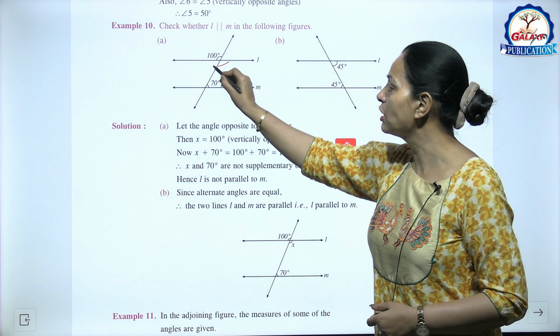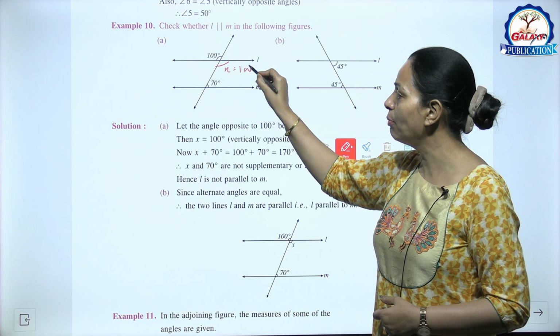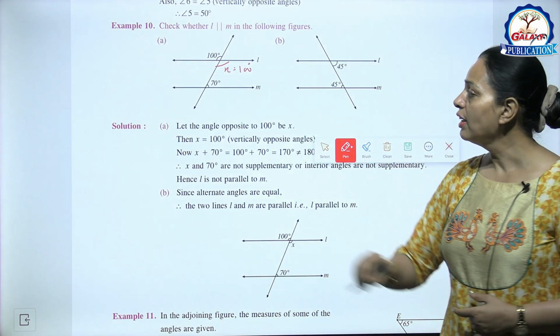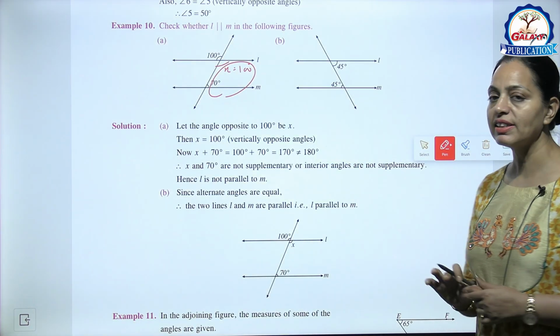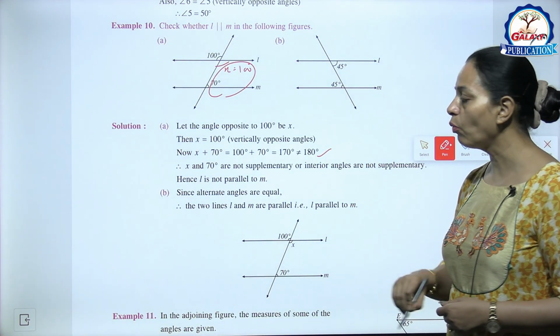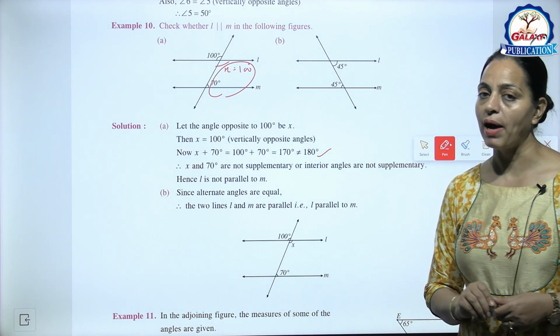So you can see over here, let us assume an angle here, opposite to 100, vertically opposite. This is X and X is also 100 degree because vertically opposite angle. Now these are interior angle, their sum is 170 degree. The sum is not 180 degree. So that's why lines are not parallel.